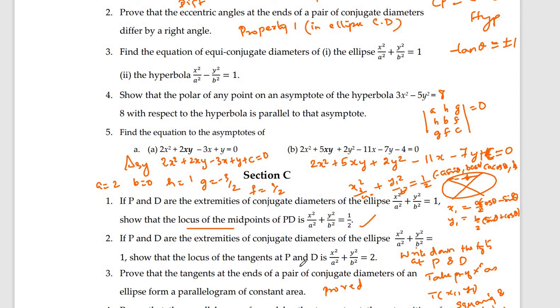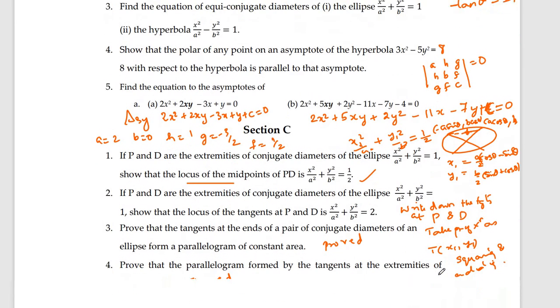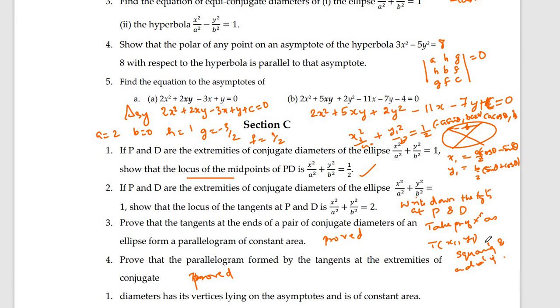And in the same way tangents. So write down the tangents at P and D. Take the point of intersection as T of x1, y1 and substitute that x1, y1 in both the equations, that is the equation of the tangent at P as well as at D. And then squaring and adding, you will get a relation of this form: x1 square by a square plus y1 square by b square equal to 2. And by dropping the suffix you get the locus.